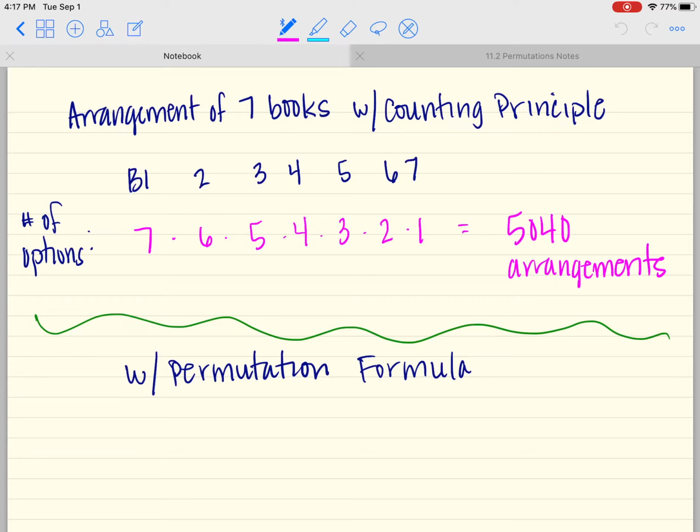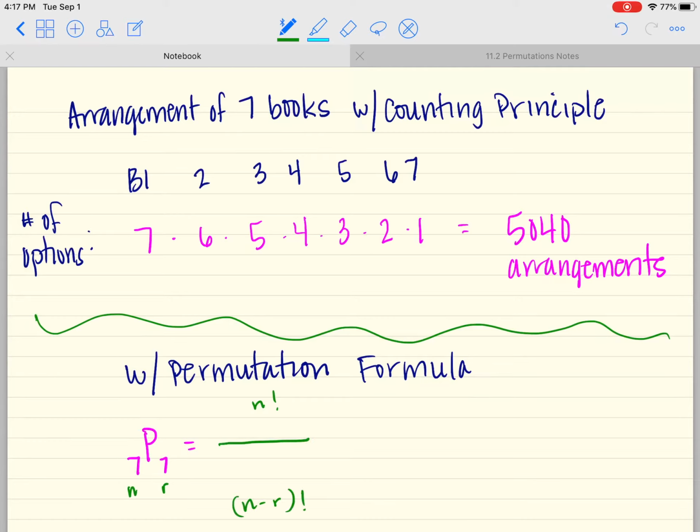There were 7 options, 6, 5, 4, 3, 2, 1. We got 5,040 arrangements. So now with our permutation formula, what's the number of permutations when we're choosing 7 books from a group of 7? The formula says n factorial on the top. Remember, this was n here, and this was r here. So we're supposed to have n factorial on the top, and then n minus r factorial on the bottom.